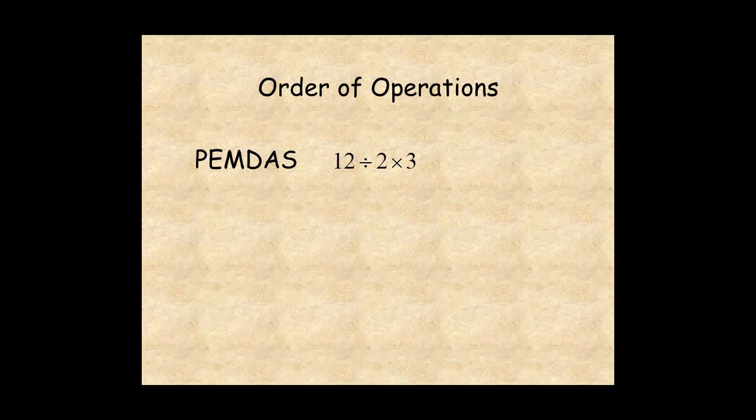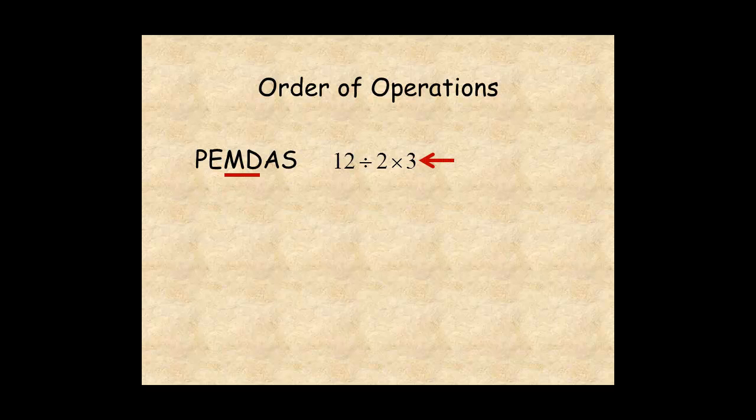The letters MD in PEMDAS seem to suggest that multiplication is performed before division. This is not correct. Multiplication and division are performed as they occur left to right. So for this example, perform division first.